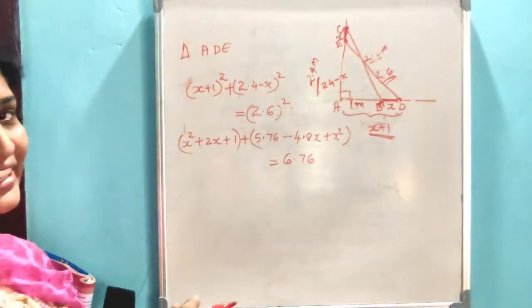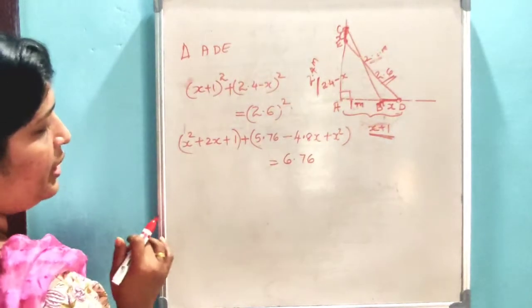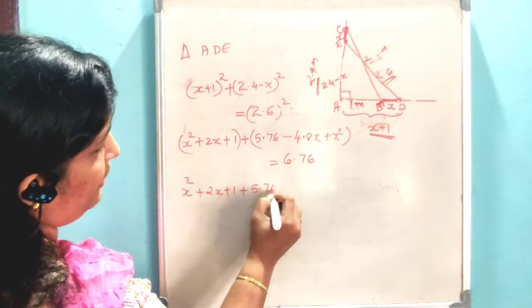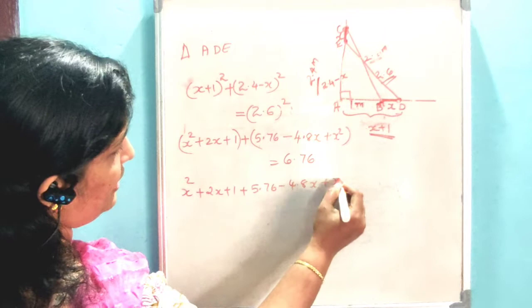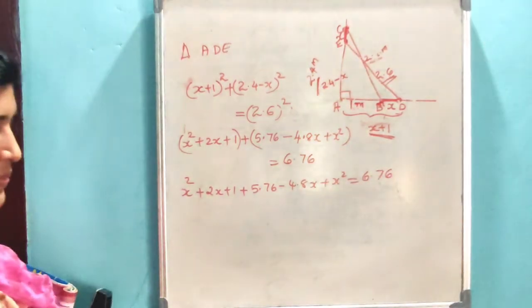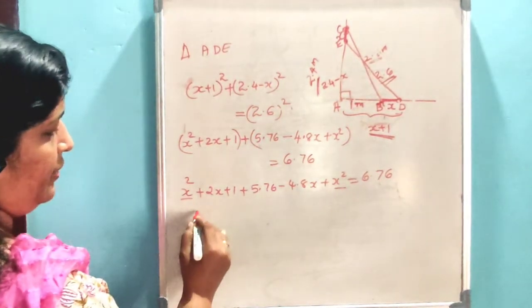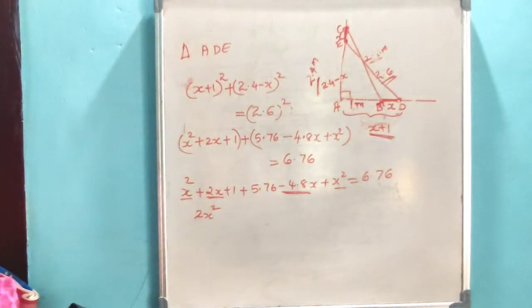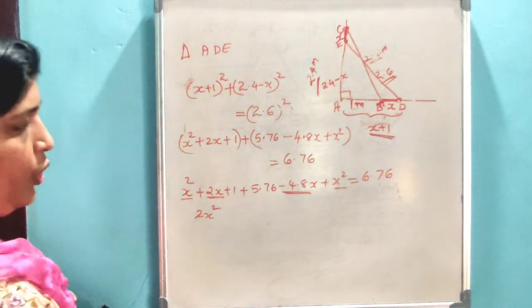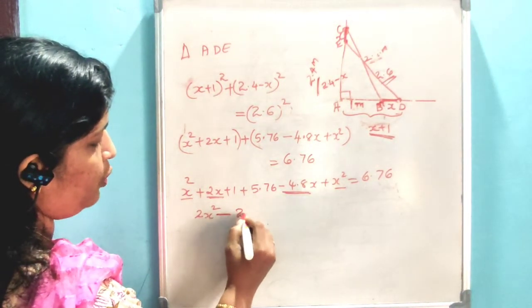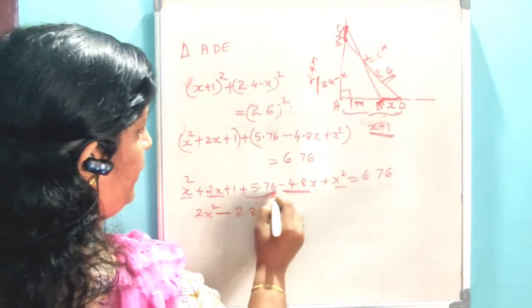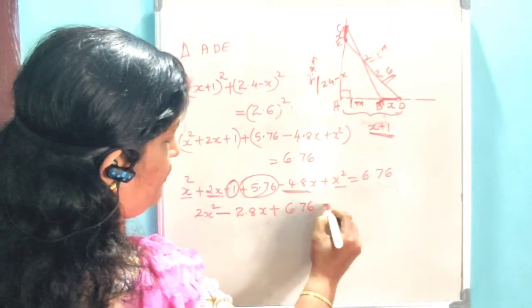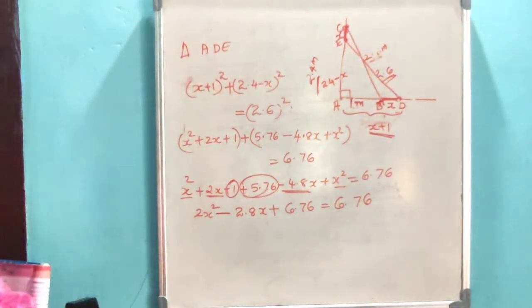From this we need to find our x, that is this length. So let us combine this. x square plus 2x plus 1 plus 5.76 minus 4.8x plus x square is equal to 6.76. So here we have 2x square, then 2x and minus 4.8x is minus 2.8x. And 1 and 5.76 total 6.76, which is equal to 6.76.